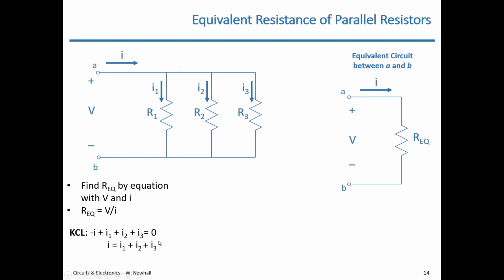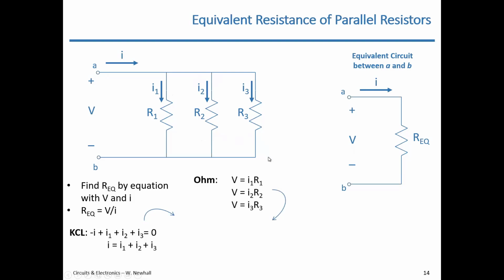Now I need to figure out some way to get a V into that equation. So let's use Ohm's law to get a V into that equation. By Ohm's law, V is equal to I1 times R1. V is the voltage between this top node and this bottom node, so that same V is applied across all three resistors. So for resistor R1, V is I1 R1. For resistor R2, V, the same voltage, is I2 R2. For resistor R3, V is I3 R3.